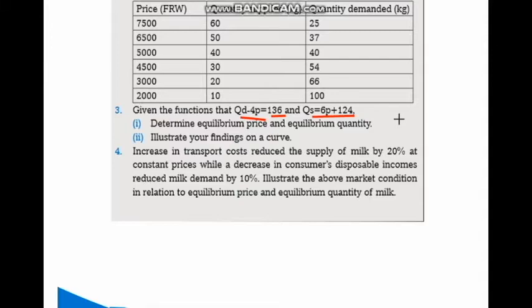Set quantity demanded equal to quantity supplied, then use the equations to determine equilibrium price and equilibrium quantity. Remember this p in the above equation is the price.